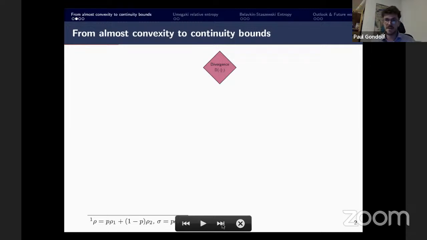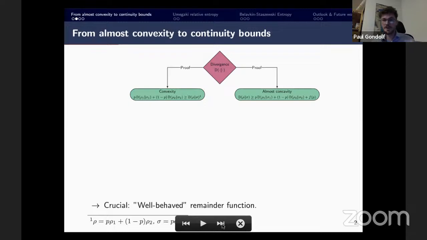We can define this as well on positive semi-definite operators, but I don't want to dive into definitions. Let it just be said that this quantity satisfies the DPI, the data processing inequality. And what we need for this divergence, or for our method to work, is two additional things. The first one is joint convexity, and I drop the "joint" from now on, and almost joint concavity.